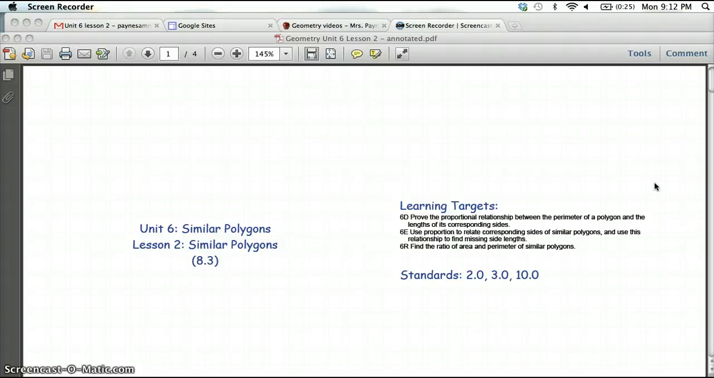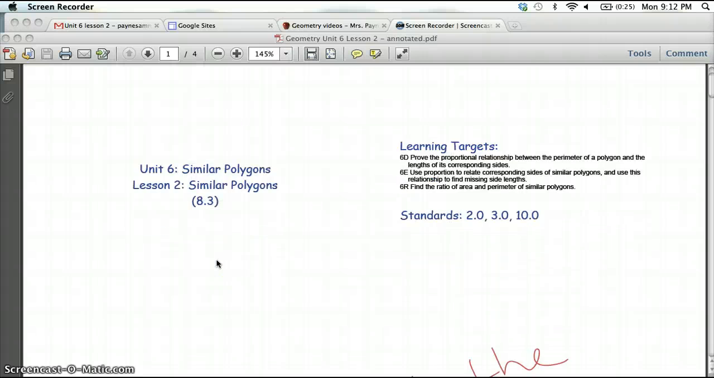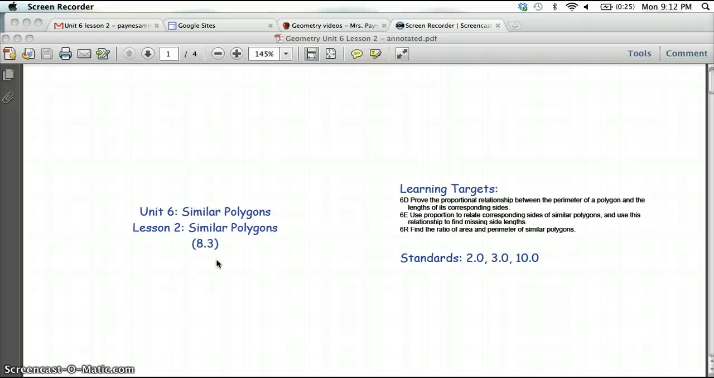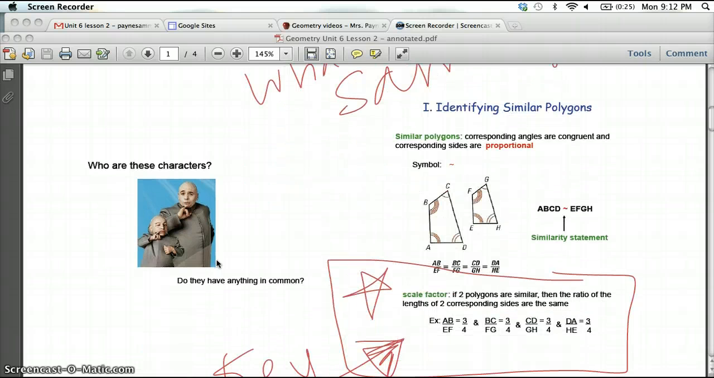All right, so we are on Unit 6, Lesson 2, which is similar polygons. Now we need to figure out how we determine if two polygons are similar. Notice that I said similar and not the same, because we need to prove that polygons are similar, not that they're the same. Okay?